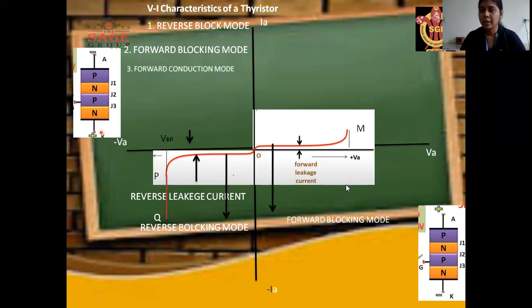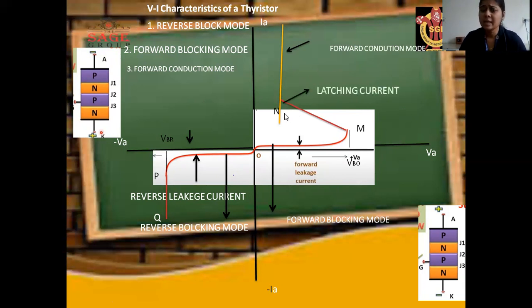The M point is the break-over voltage, meaning the voltage after which the thyristor will conduct. The operating point shifts from M to N, and at the N point conduction starts, meaning current will flow easily. This line of N shows the forward conduction mode. This point is called the latching current. Latching current is the minimum anode current after attaining which the SCR will be conducting.